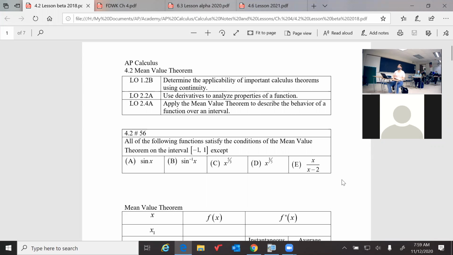The mean value theorem says, if a function is continuous and differentiable on an interval, then at some point during the interval, the instantaneous change, the slope of the tangent line, has to equal the average change, the slope of the secant line.